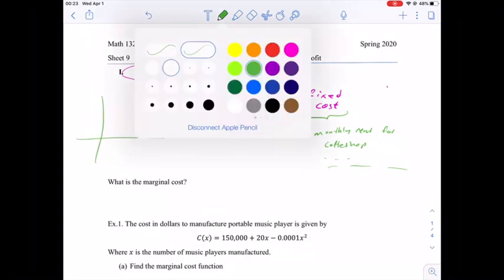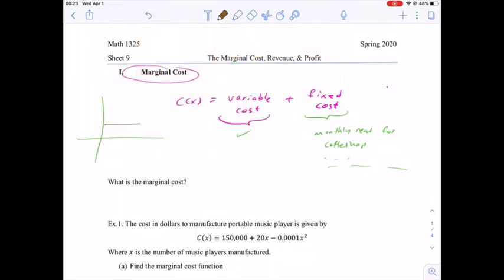And sometimes this is visualized as follows. We have here the fixed cost, and here we have variable cost, and here the total cost.